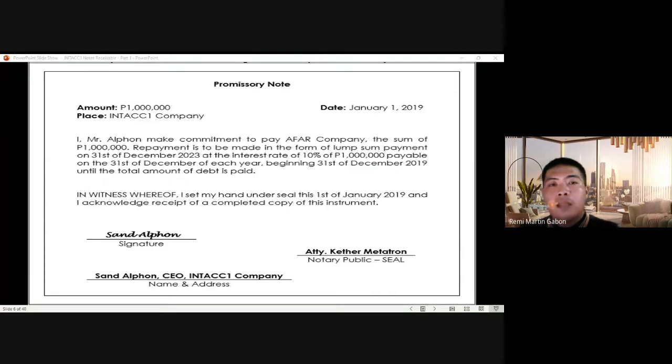So there is an interest rate given. Interest will be based on the 1 million amount, and the interest is payable on the 31st of December of each year, beginning 31st of December 2019, until the total amount of the debt is paid. This means interest will be paid annually every December 31 until the total amount of 1 million is paid in full. In witness thereof, I set my hand under the seal this 1st of January 2019, and I acknowledge receipt of a completed copy of this document.